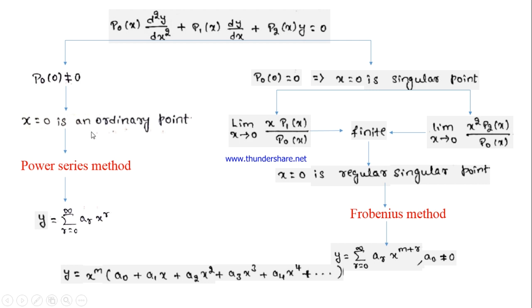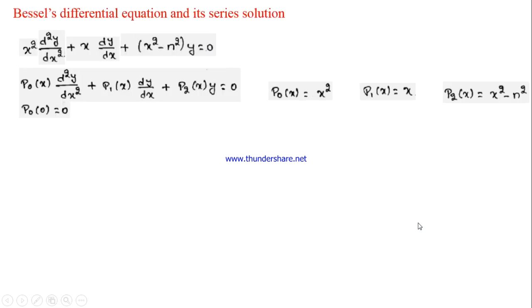So, if x equal to 0 is an ordinary point, then we can use the power series method, and if x equal to 0 is a regular singular point, we should employ the Frobenius method. Now let us see whether the Frobenius method is suitable for this Bessel's differential equation. We have proved P naught of 0 is equal to 0, which says x equal to 0 is a singular point. Now let us check whether x equal to 0 is a regular singular point or not.